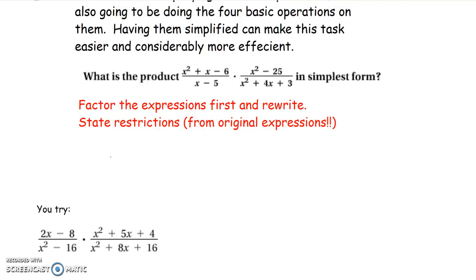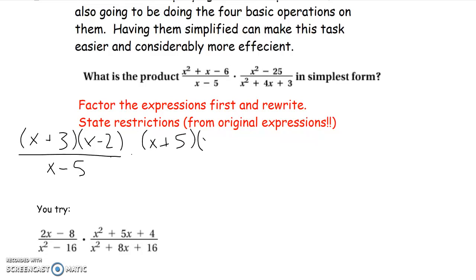The first expression factors as x plus 3 times x minus 2, and that is still divided by x minus 5. And then we have times the second expression, which factors as x plus 5 times x minus 5, divided by x plus 3 and x plus 1. Since to multiply, you multiply straight across the top and bottom, you can really just make this one fraction with multiplication all the way across.